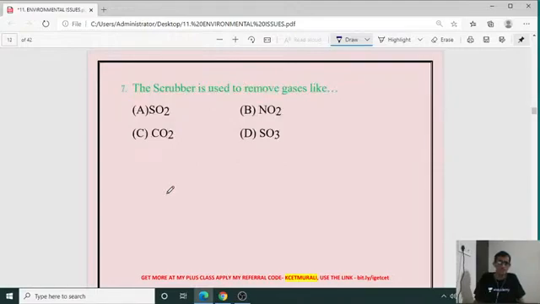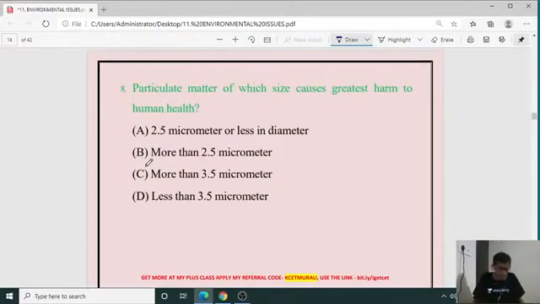Next, question number 7. The scrubber is used in removing gases like which one? Sulfur oxide, nitrogen oxide, carbon dioxide, sulfur trioxide. It is sulfur oxide. Sulfur oxide is one of the gaseous molecules removed by using the scrubber. Yes, my dear students, if you have any doubt, you can ask. Okay. Next, question number 8.